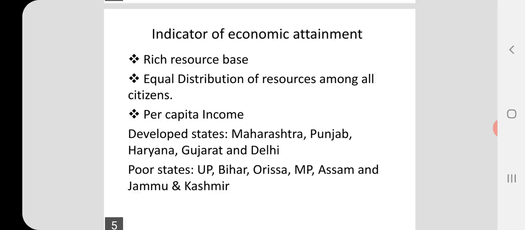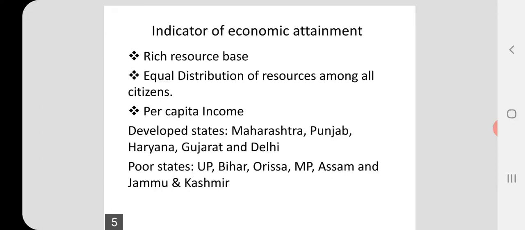And the third is per capita income. Per capita income also indicates the economic attainment of a state. If the per capita income of a state rises, the economy of that particular state will also rise. Economically developed states in India are Maharashtra, Punjab, Haryana, Gujarat and Delhi, and the states of UP, Bihar, Odisha, Madhya Pradesh, Assam and Jammu and Kashmir are the poor states.